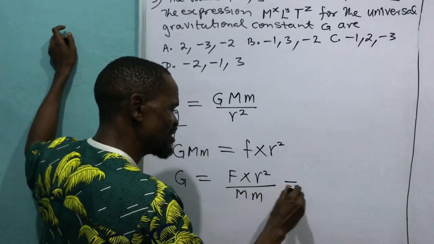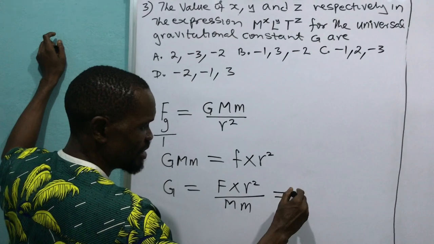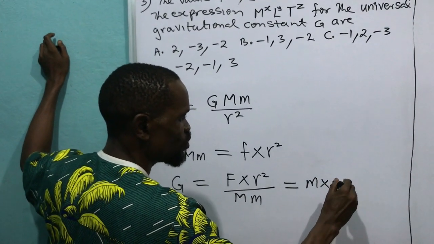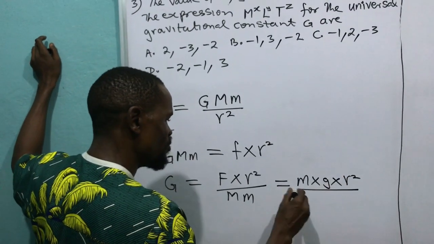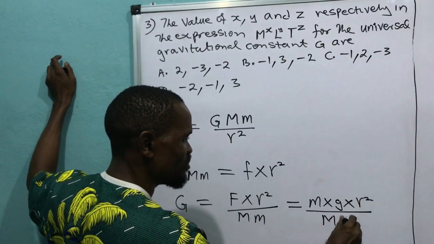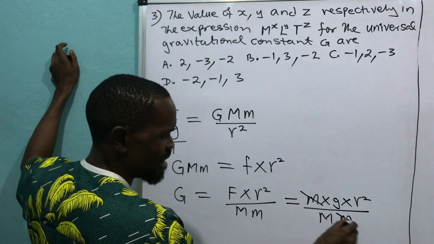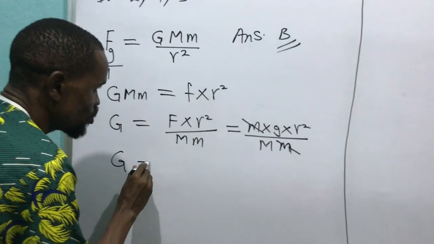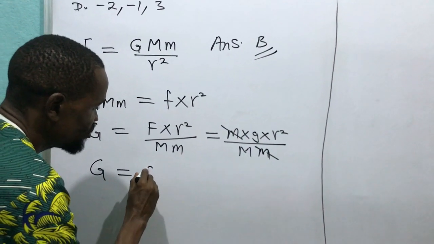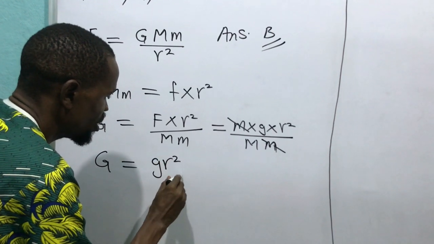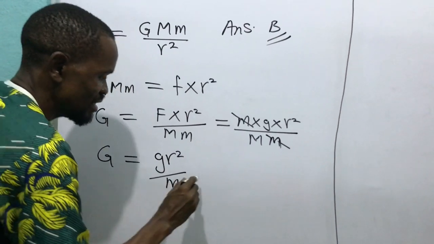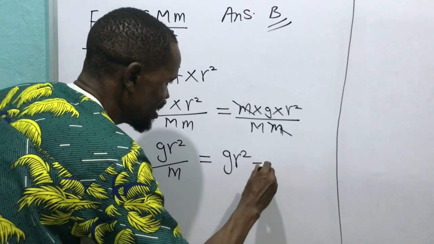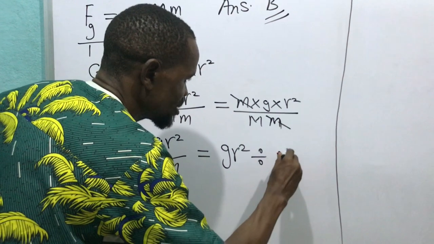And this is the same thing. You remember that force is the same thing as mass times acceleration due to gravity, times R squared all over the mass of the earth and the mass of the body. And this is the mass, this is the mass. It will cancel. So G is equal to, now this has cancelled this, G R squared all over the mass, and this will be the same thing as G R squared divided by the mass of the body over 1.